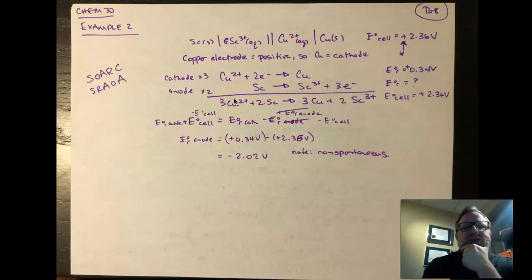Where we move on to next is I wrote down my two half reactions. The copper is at the cathode, and so cathode is where reduction takes place.